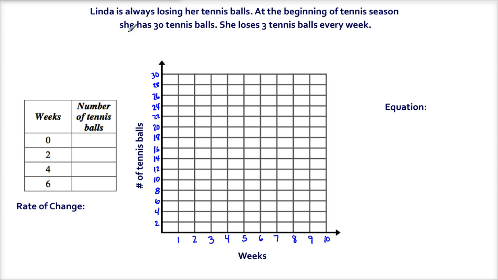So our situation, the context, says Linda is always losing her tennis balls. She sounds like me. At the beginning of tennis season, she has 30 tennis balls. She loses 3 tennis balls every week. So now it's our job to fill in the table and the graph and write an equation for this context. So let's start with the table.